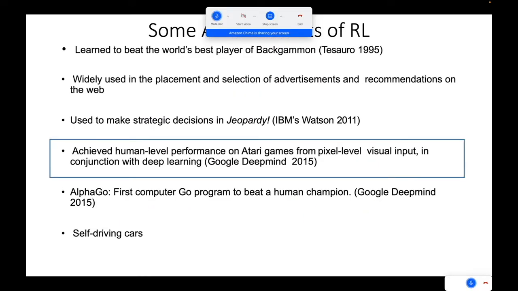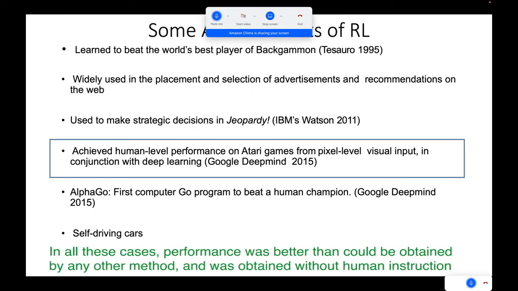Now, there are some achievements of reinforcement learning, and if you go through these examples, you'll see most of these are in game-playing environments because it's very easy to collect data and train an RL agent. One thing to note here is that in all these cases, the performance was better than could have been obtained by any other method involving supervised learning. And in many cases, it was obtained without any human instruction.